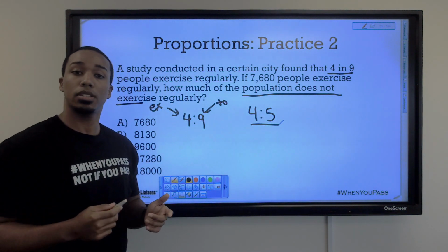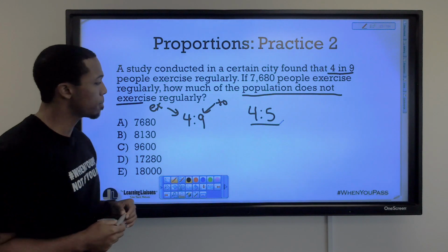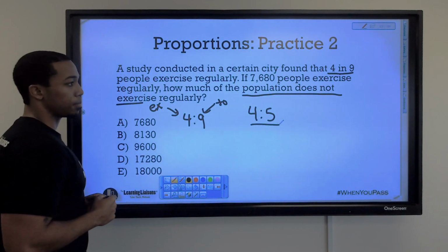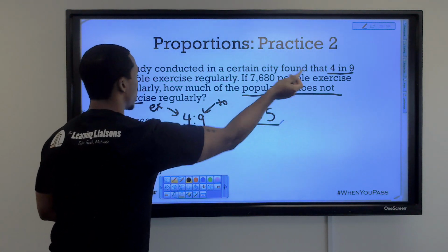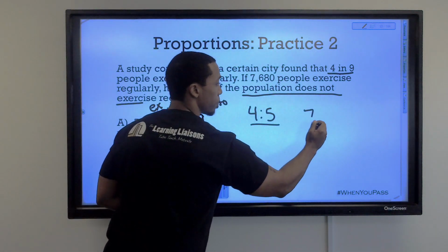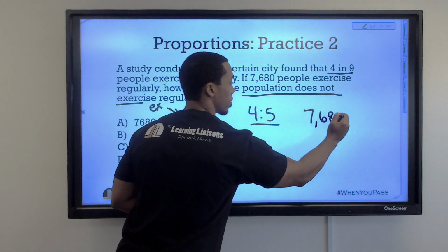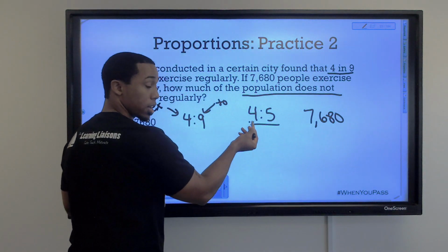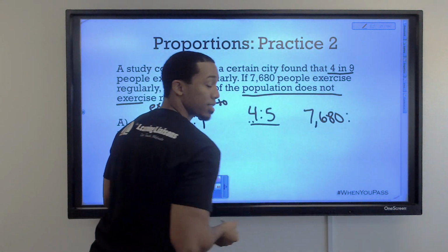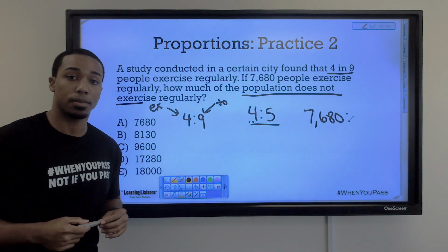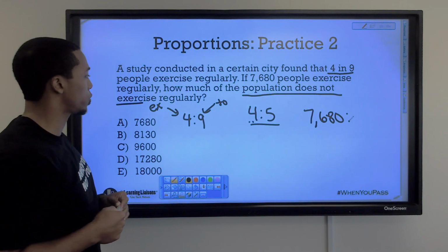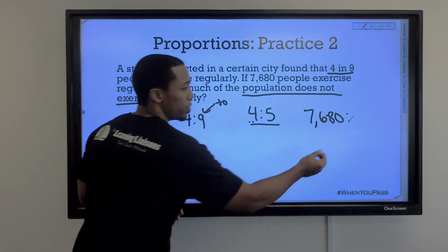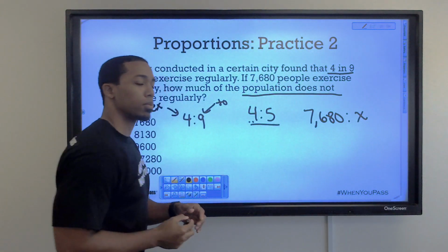Hopefully I didn't trick you, but if I did, it's a learning moment. So 4 to 5 is what we're looking at, because that's what we're trying to find. If 7,680 people exercise regularly, because it's on the left side, because 4 is exercise regularly, 7,680 will be on the left side again. And let's just pick a variable for does not exercise regularly. I'll just use X to keep things simple.